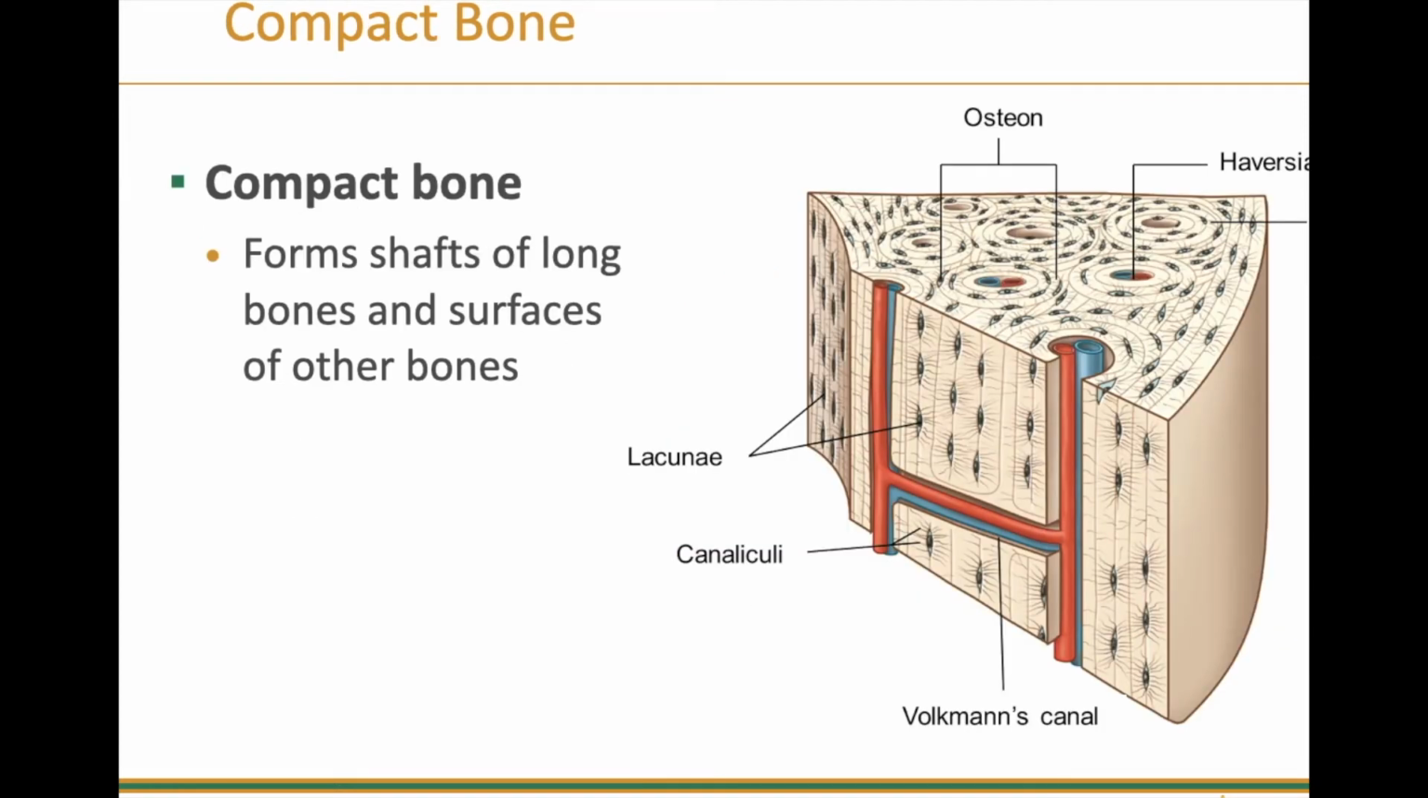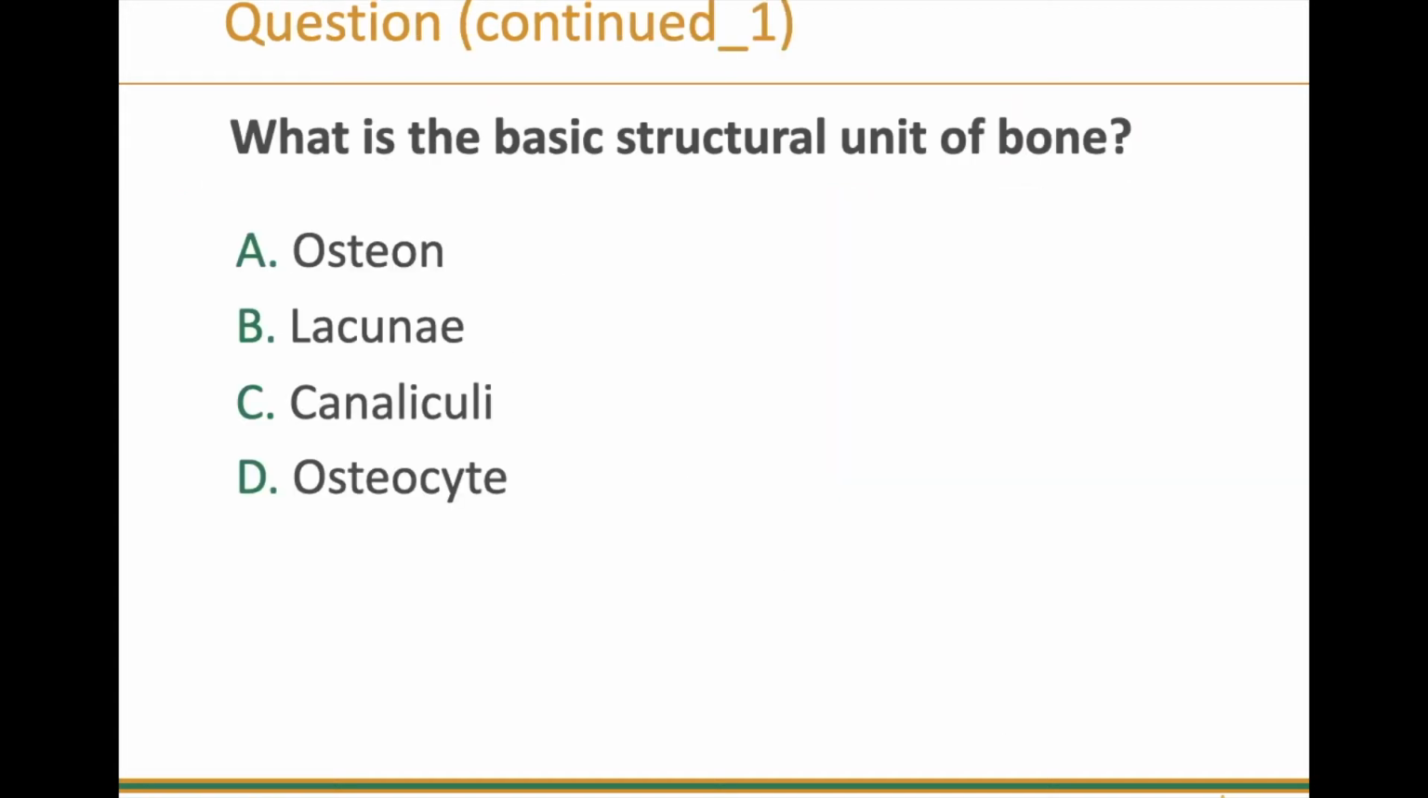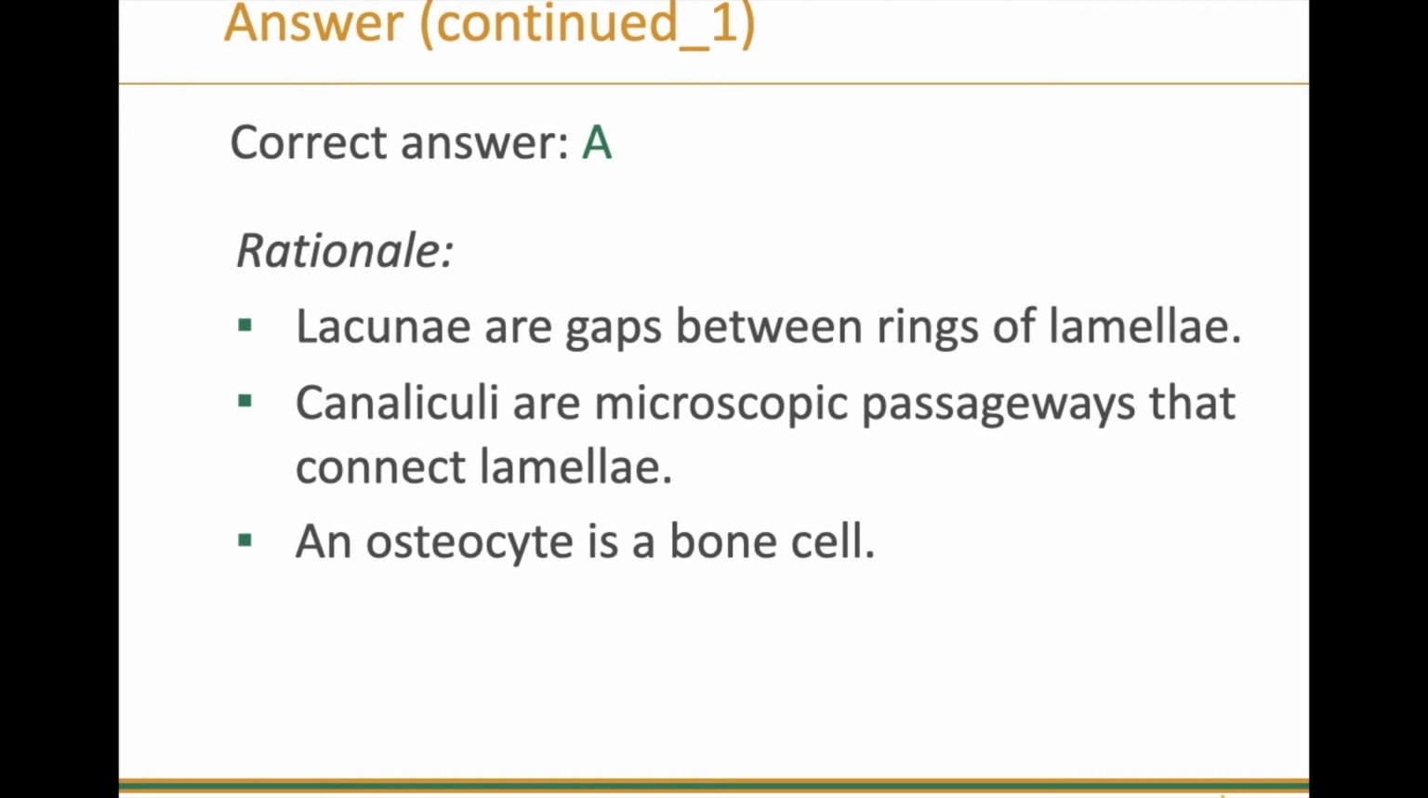Then compact bone forms the shaft of the long bones and the surfaces of the other bones. So this part of bone is really strong. Spongy bone is also strong, but not as strong. But spongy bone is more lightweight. Compact bone is solid, very strong. And the basic structural unit of bone is the osteon.